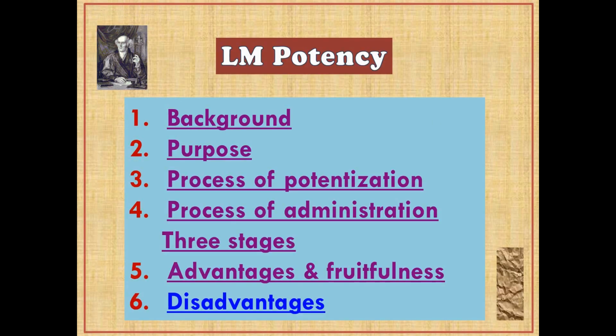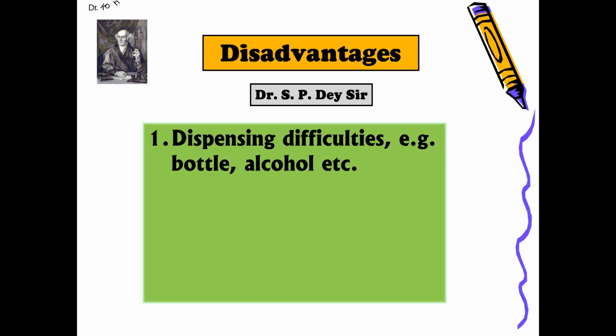Disadvantages, like everything having advantage, there are disadvantages also, but disadvantages are very few. One is dispensing difficulties, to get bottle, to get alcohol. These are the difficulties which we come across. There was a time when the medicine shops were not giving us alcohol. We said, you give us this placebo. They said, oh no, we cannot give placebo, because in between our country faced a problem.